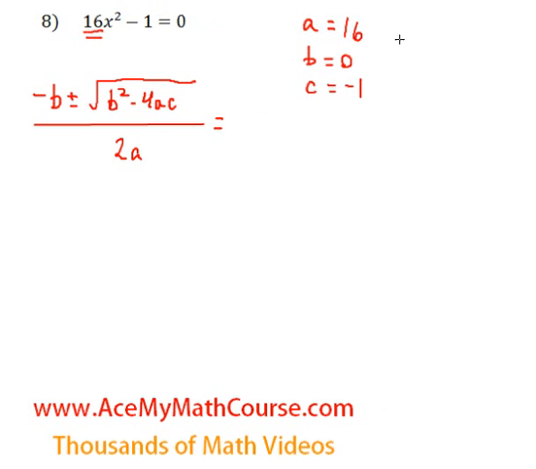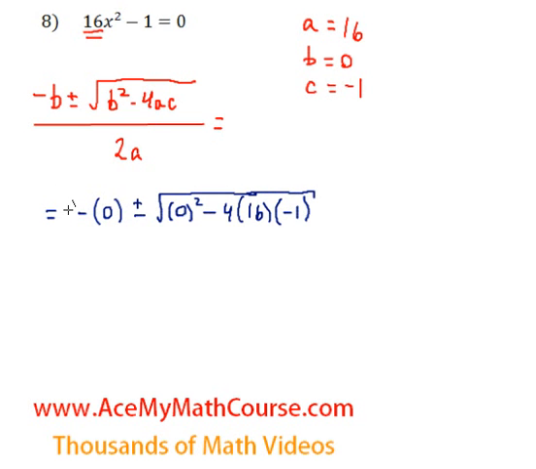Okay, so now we can start plugging things into the formula to solve for x. So we have -b, b is 0, plus or minus the square root of b squared, minus 4, a, c. I always mention it, but I'll mention it again. Always very important to plug numbers in with parentheses. We're less likely to make mistakes that way.